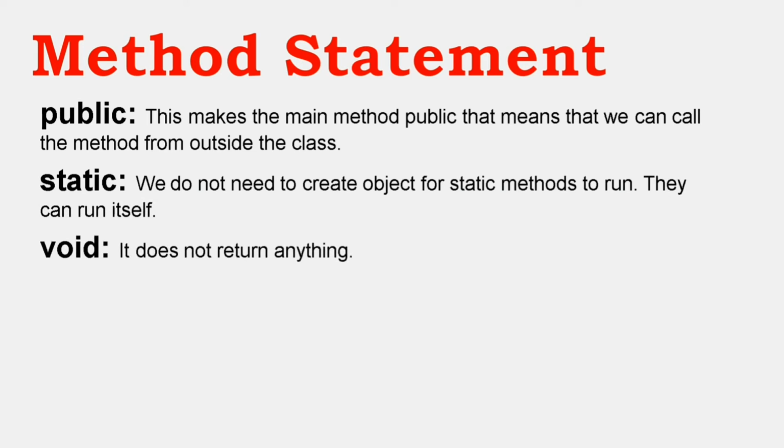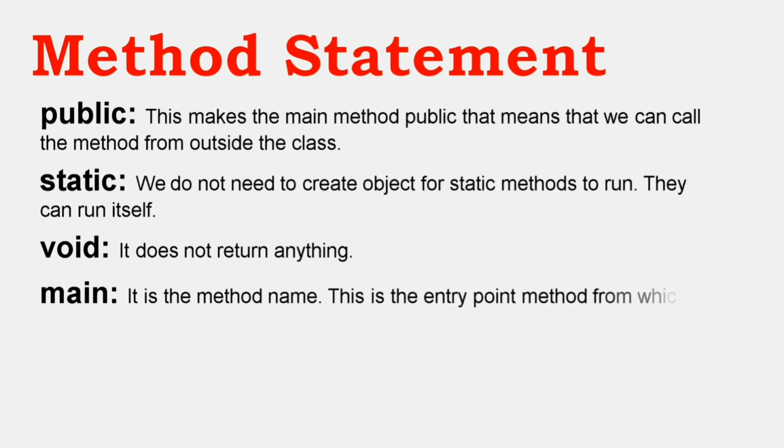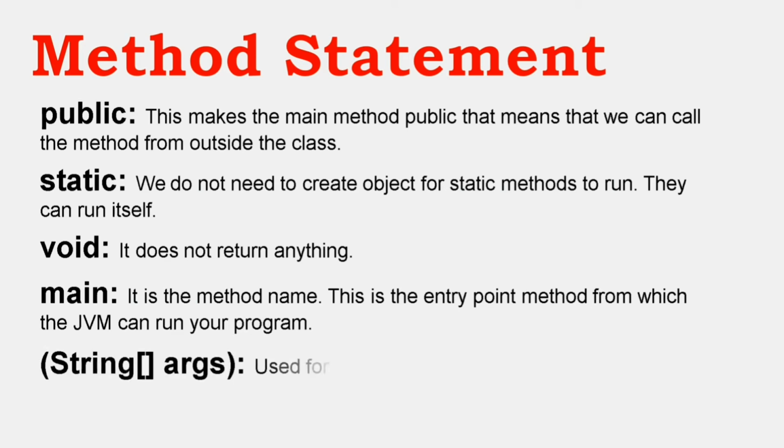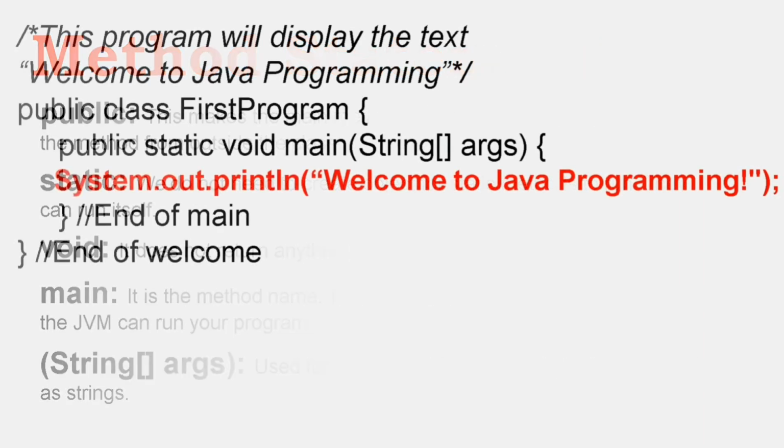Void. It does not return anything. Main. It is the method name. This is the entry point method from which the JVM can run your program. String args. Used for command line arguments that are passed as strings.